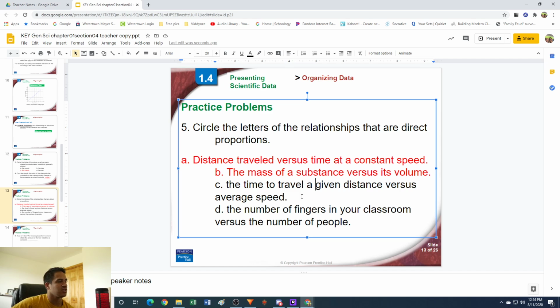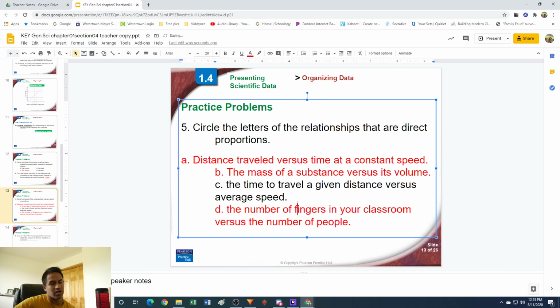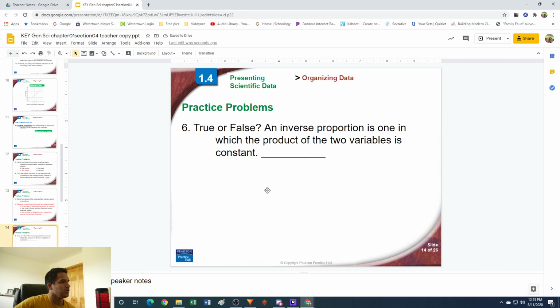And the last one, letter D, the number of fingers in your classroom versus the number of people. So if we have one person in the classroom, we have 10 fingers. If we have 2 people, we have 20 fingers. If we have 3 people, we have 30 fingers. So as the number of people goes up, the number of fingers goes up, right? That is a direct proportion. So letter D is also a direct proportion. We'll highlight that one. All right, number 6, true or false?